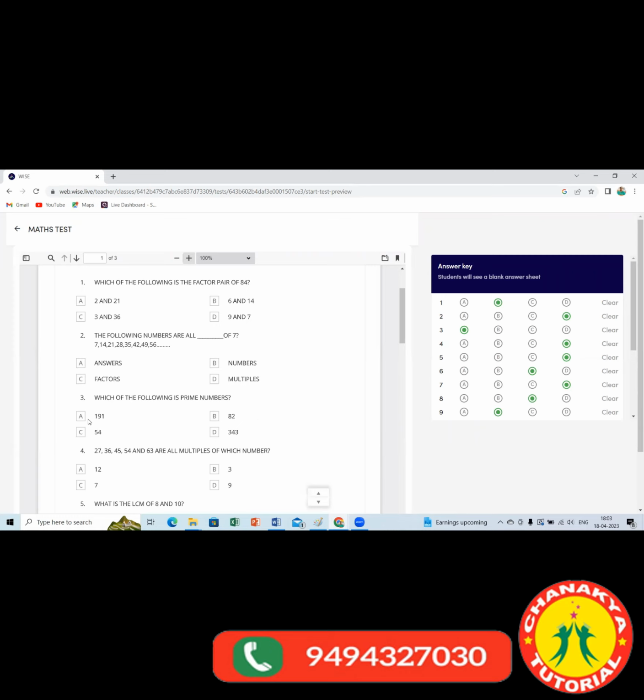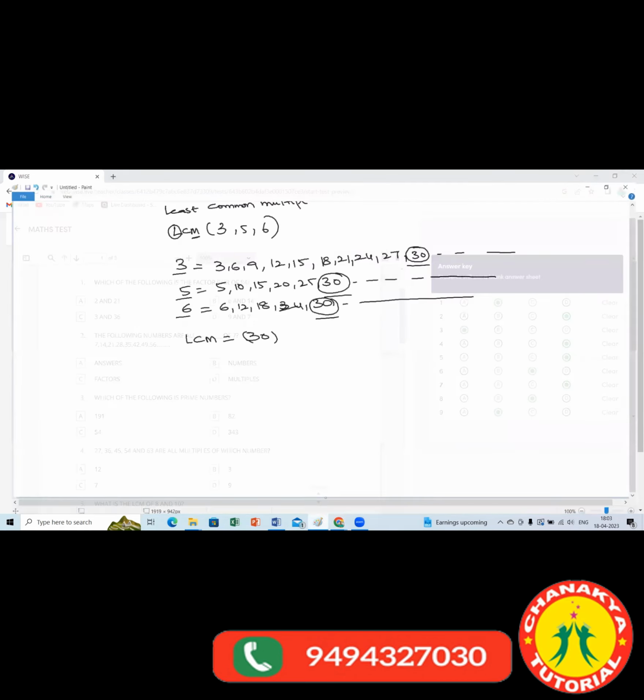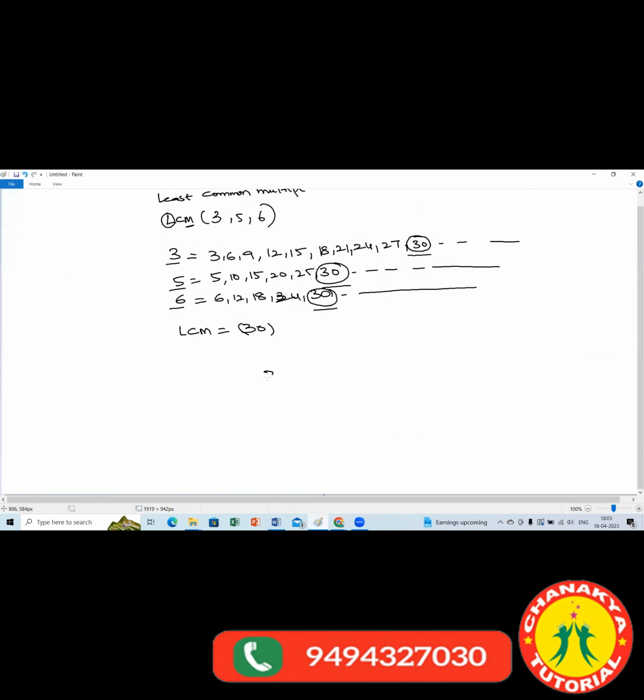Then what other 2 options you have? 343 and 191. Which table will these two go? You can check it first. Let me go with whether 343 will come in the 7 table or not. Because of the 7 divisibility rule. What is the 7 divisibility rule? Twice the units place, is it?